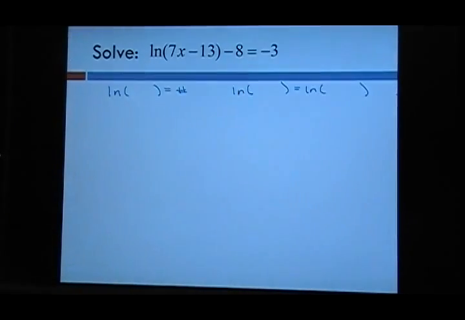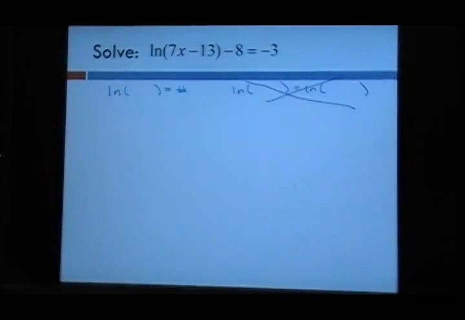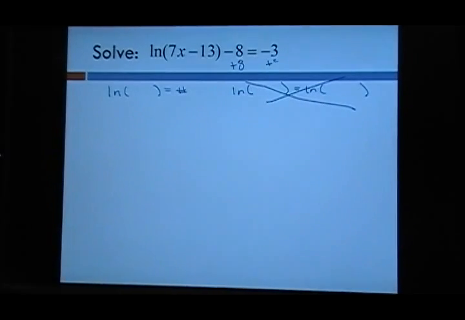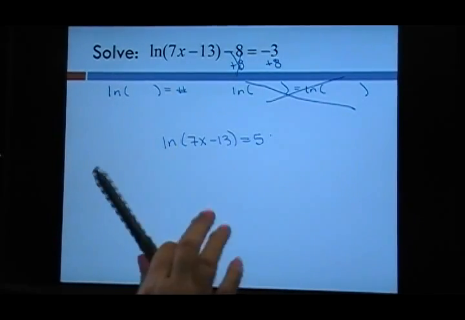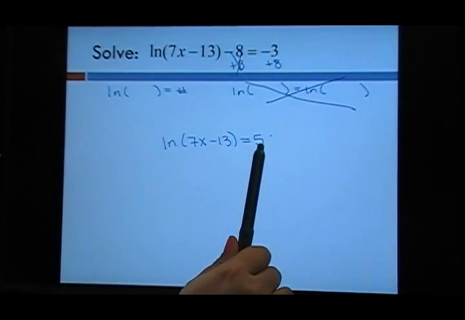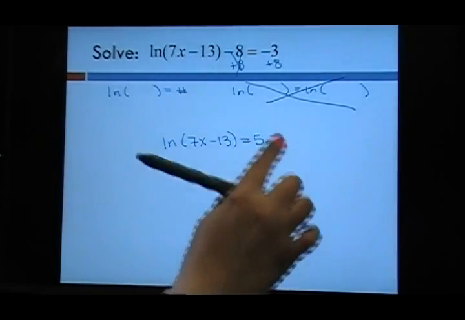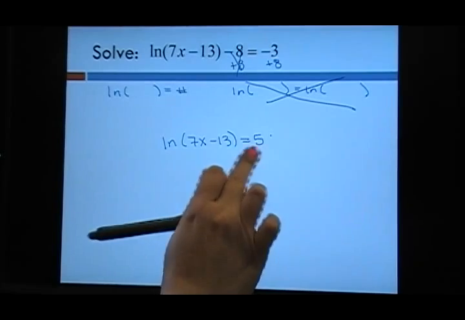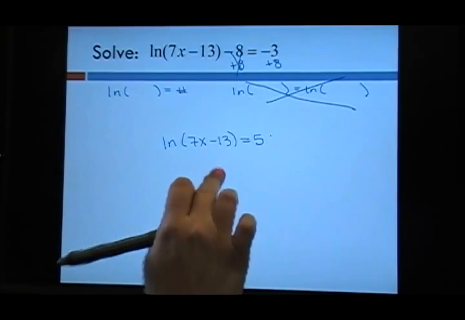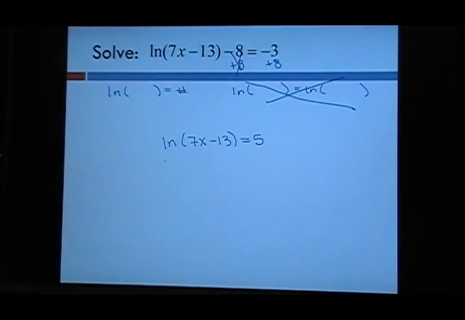Alright? So I'm going to add 8 on both sides. So I have the natural log of 7x minus 13 equals 5. And once we have natural log or log whatever of something equals a number, this type, we always then, after we get it into this form, our next step is always then to put it in exponential form.